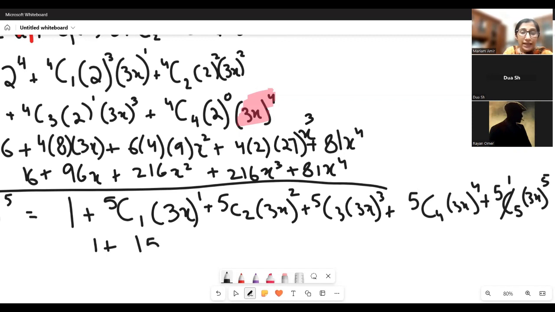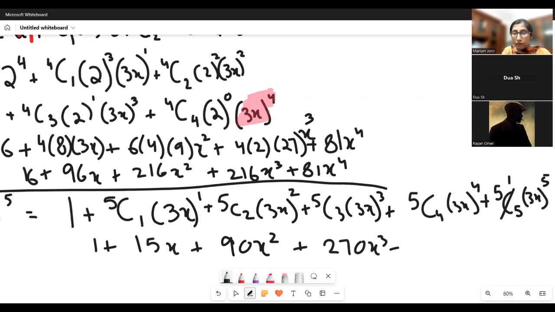5 times 3 is 15x, plus 5C2 times 9 is 90x squared, plus 5C3 times 27 is 270x cubed. Then 5C4 times 3 power 4 is 405x power 4, plus 3 power 5 is 243x power 5. This is the complete expansion.